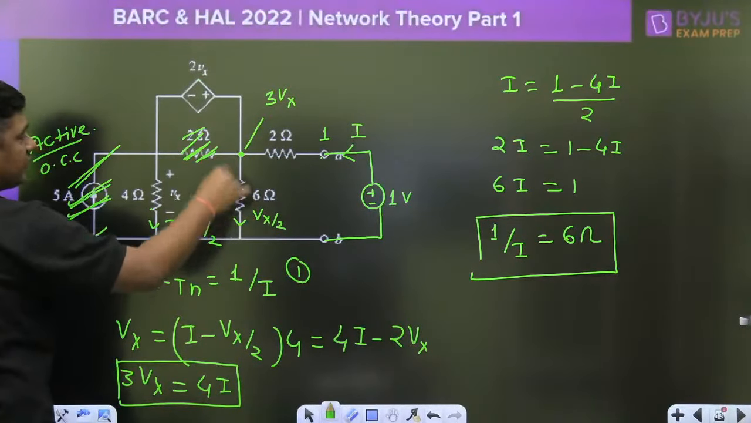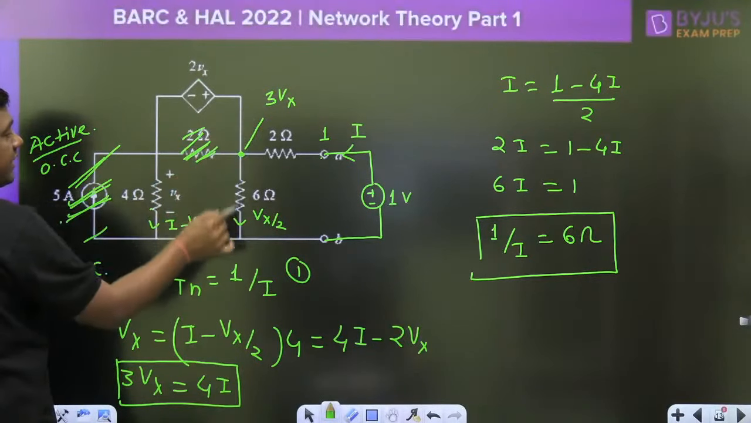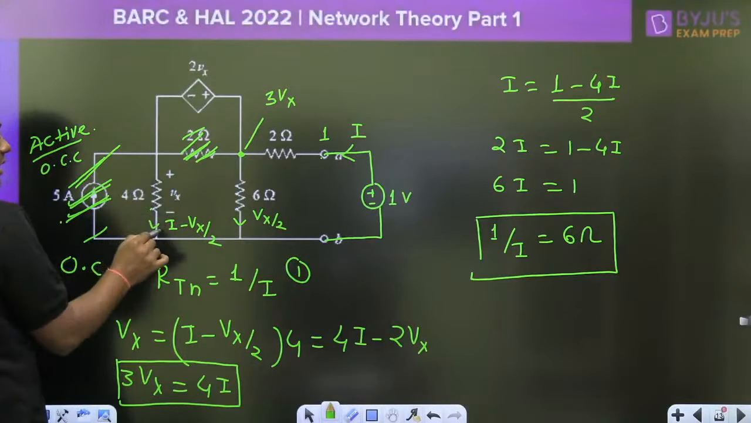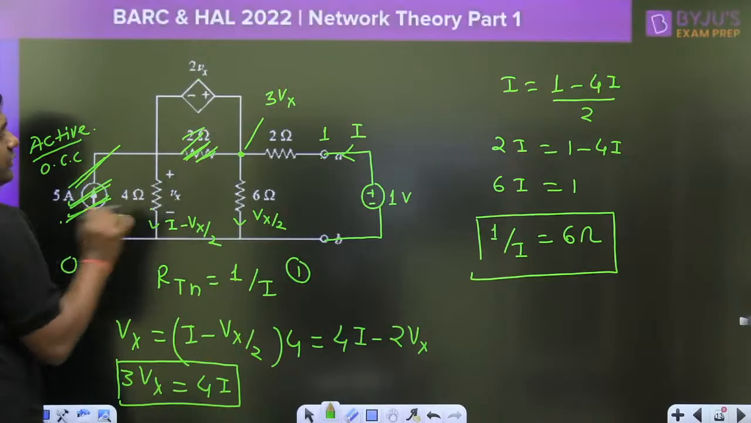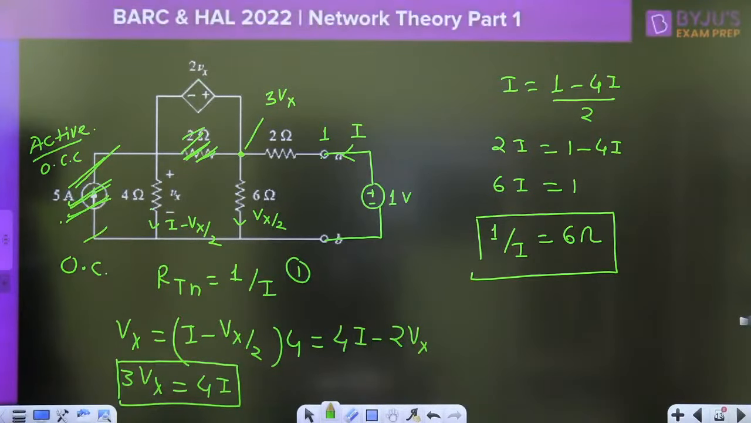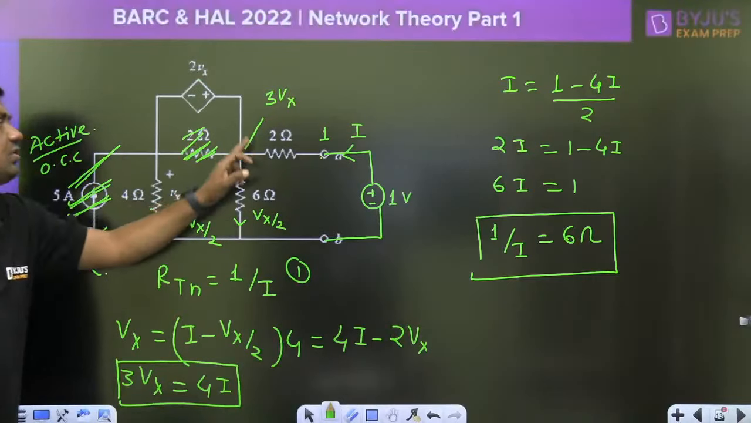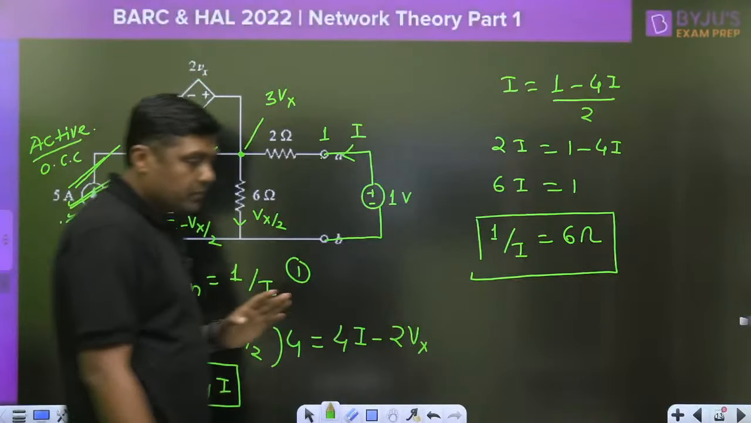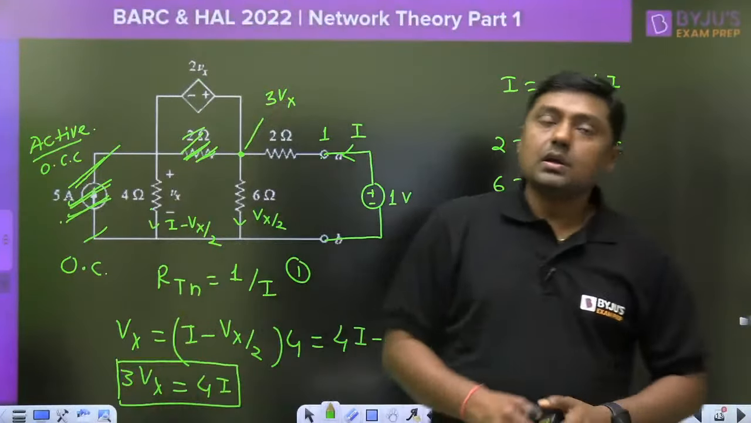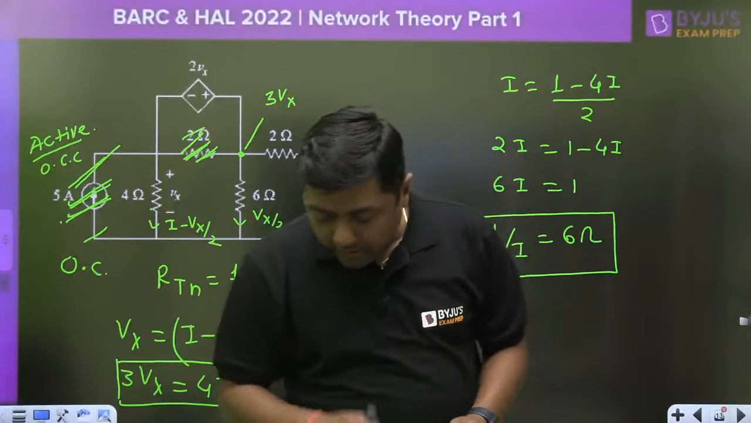Same as before, what is the current here? Vx by 2, because it is 3Vx divided by 6. I minus Vx by 2 is the current. From this, you can find the value of Vx. Once you get the value of Vx, what is the I? 1 minus 3Vx divided by 2. That is the method.